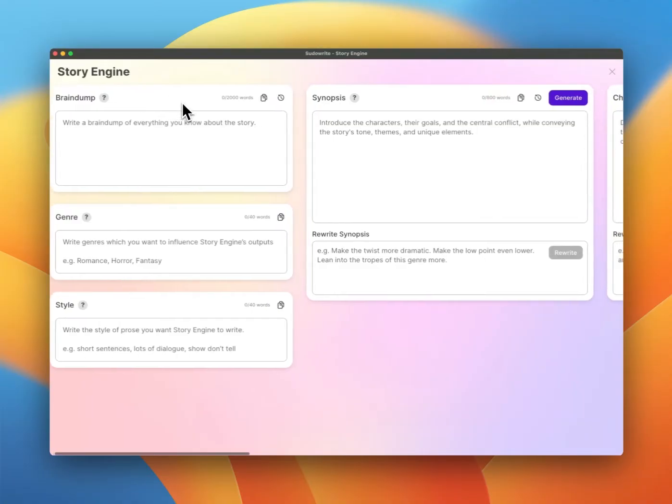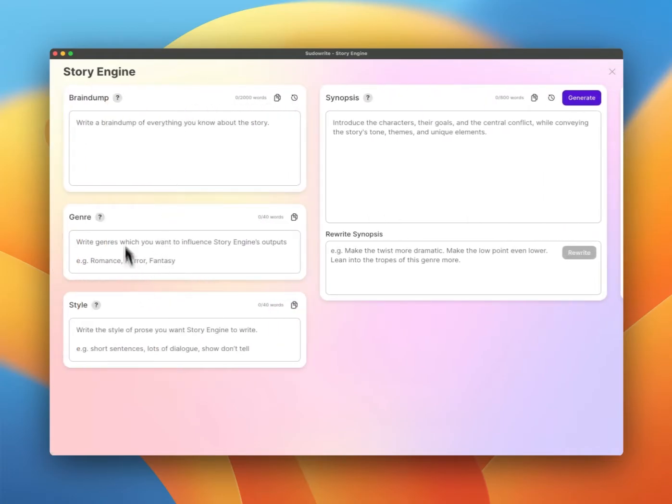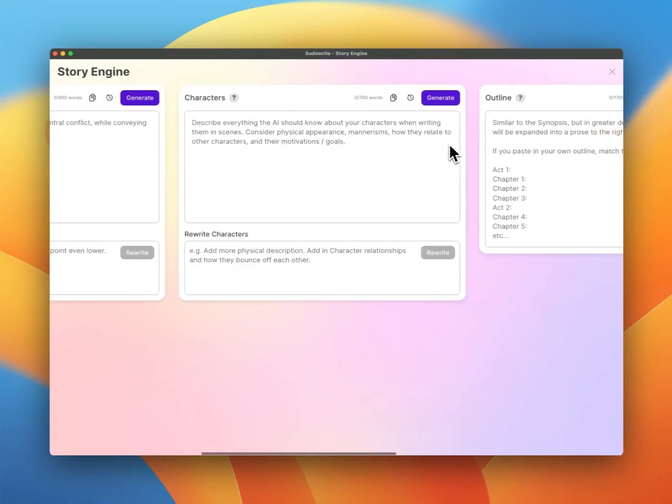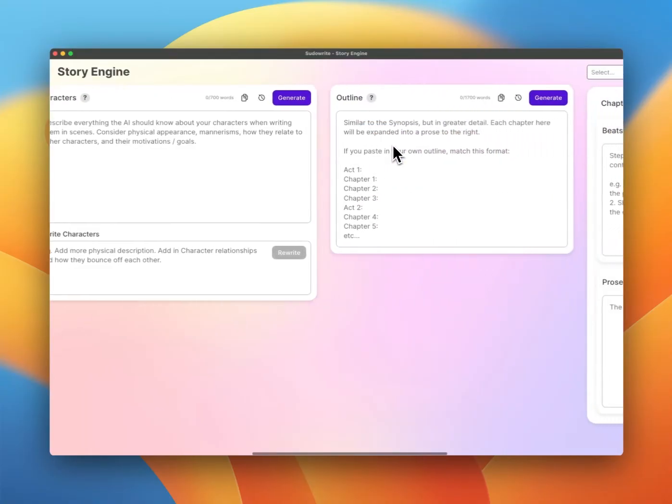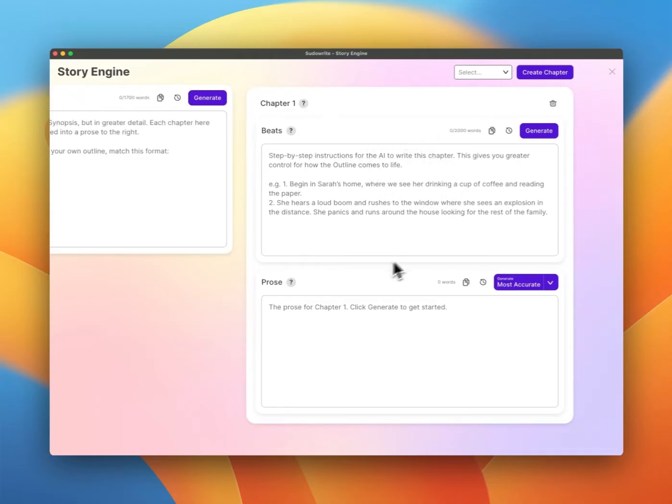Story Engine is laid out in columns from left to right. The leftmost columns are the highest granularity of your story. Things like genre, your style, the synopsis, and we get into more details as we move to the right. Things like character, outline, and finally, the chapters themselves.